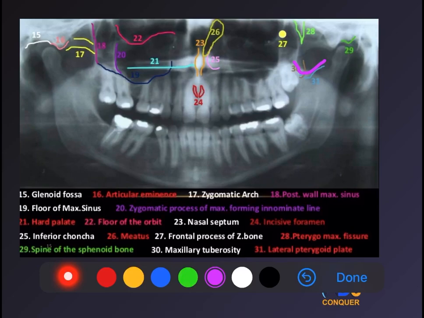So which I feel to be important is the articular eminence, the hard palate, the floor of the maxillary sinus, the floor of the orbit, the zygomatic process which is forming the innominate line, and the meatus as well as the pterygomaxillary fissure. So these are very important.